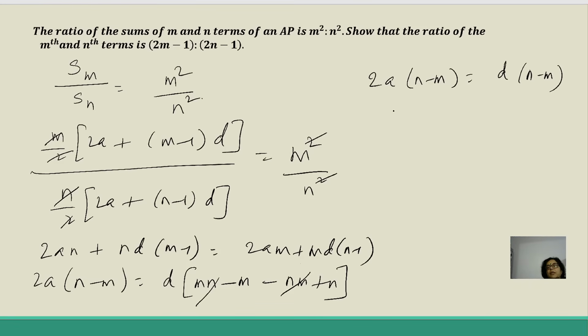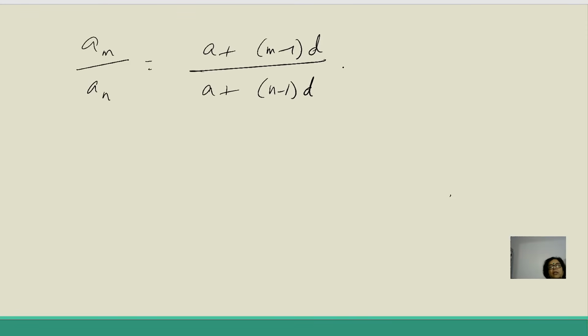So from here we can say that 2a is equal to d. This implies 2a is equal to d. Now the ratio of the mth and nth terms, that is am by an, we need to find that out. So am can be written as a plus m minus 1 into d, and an can be written as a plus n minus 1 into d.